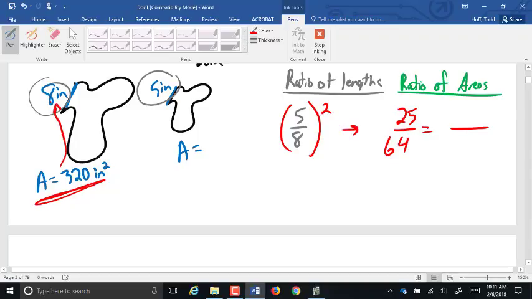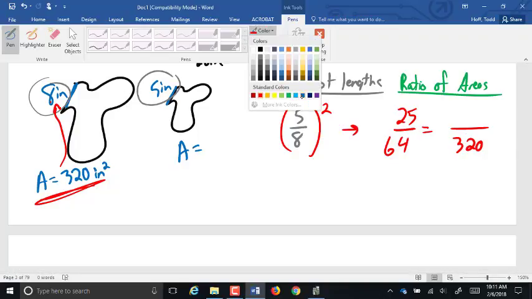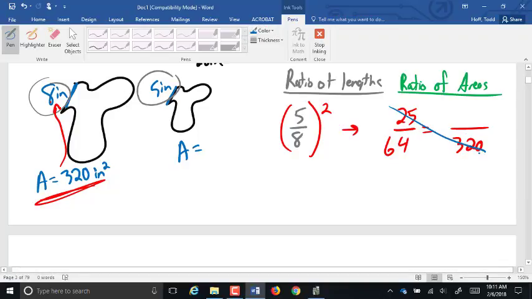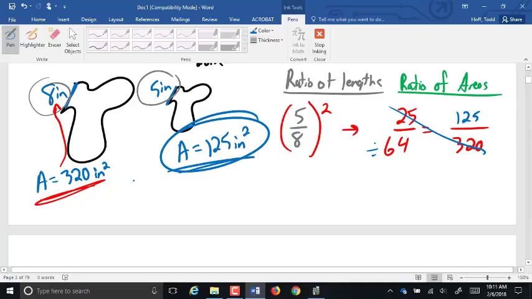It's with the 8, and the 8's on bottom, so it goes on bottom. So to find that new area, we can cross multiply and divide. 25 times 320 divided by 64 is 125. This is 125 inches squared. Does that make sense?